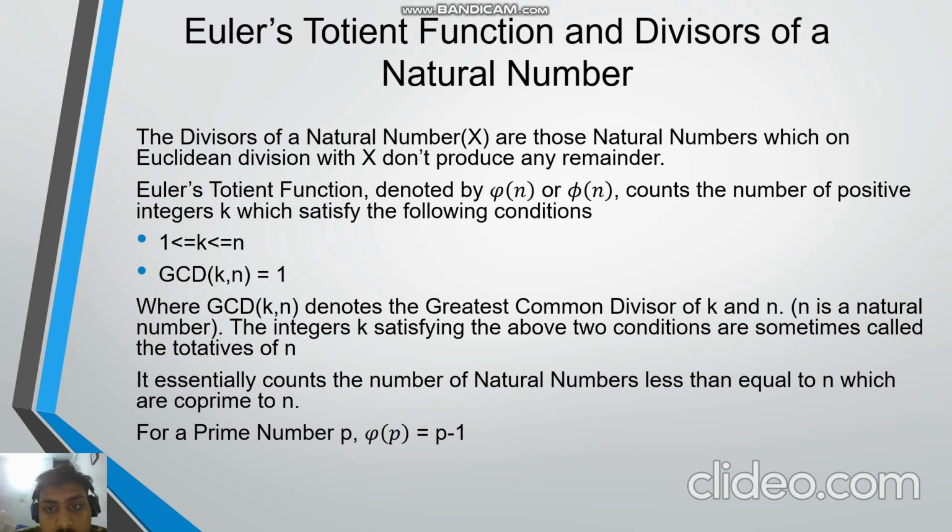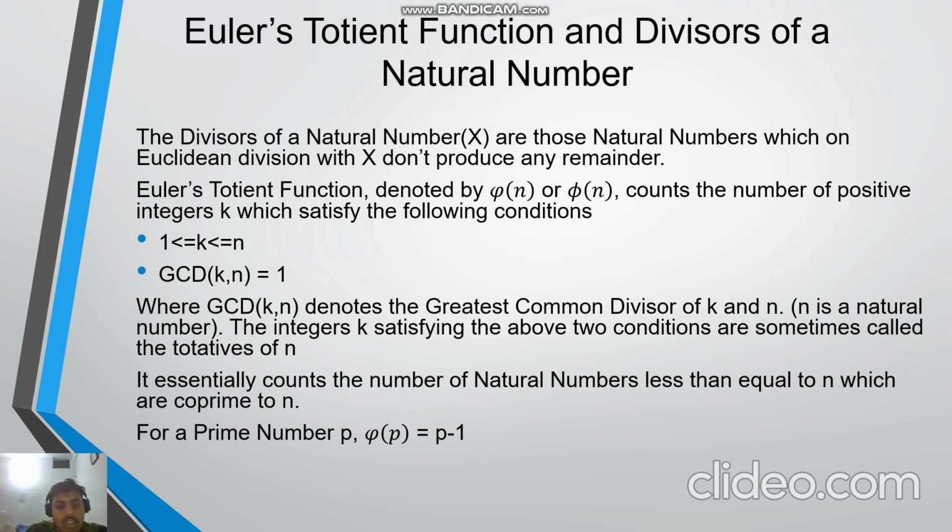The divisors of a natural number x are those natural numbers which, on Euclidean division with x, don't produce any remainder. And the Euler's quotient function, denoted by lowercase or uppercase psi of n, will count the number of positive integers k which satisfy the following conditions. First, k has to be greater than or equal to 1 and less than or equal to n, and the GCD of k, n has to be equal to 1, where GCD of k, n denotes the greatest common divisor of k and n.